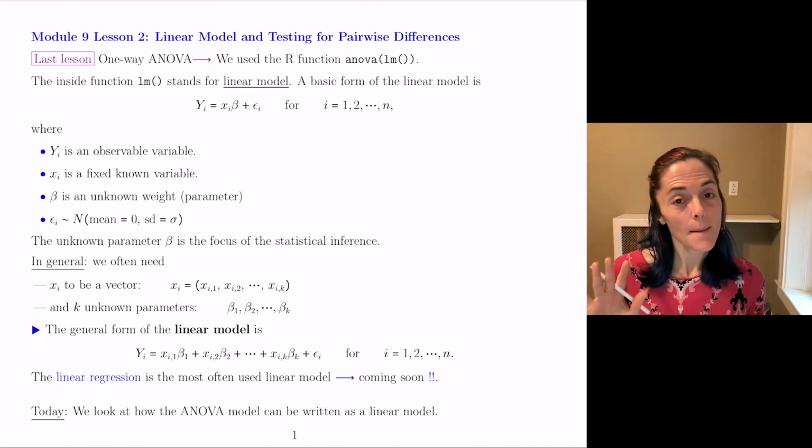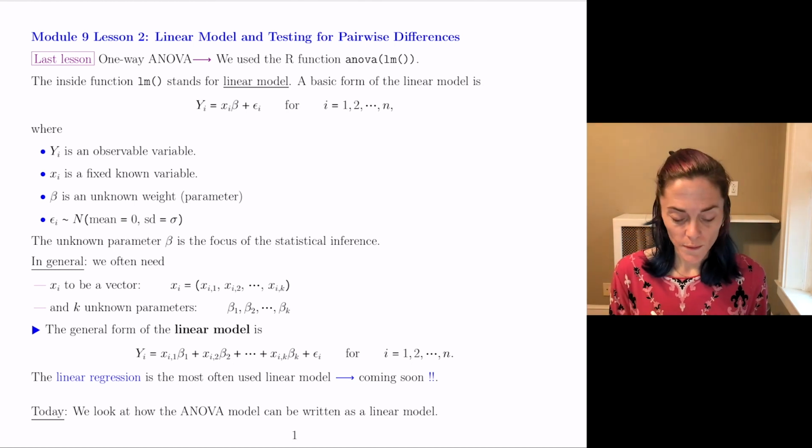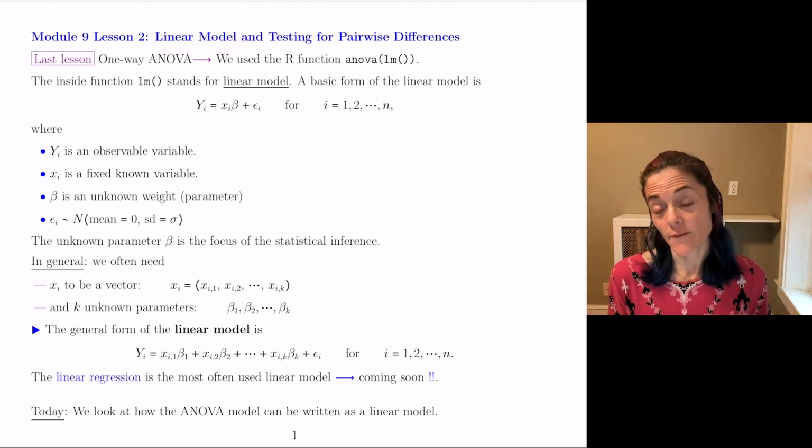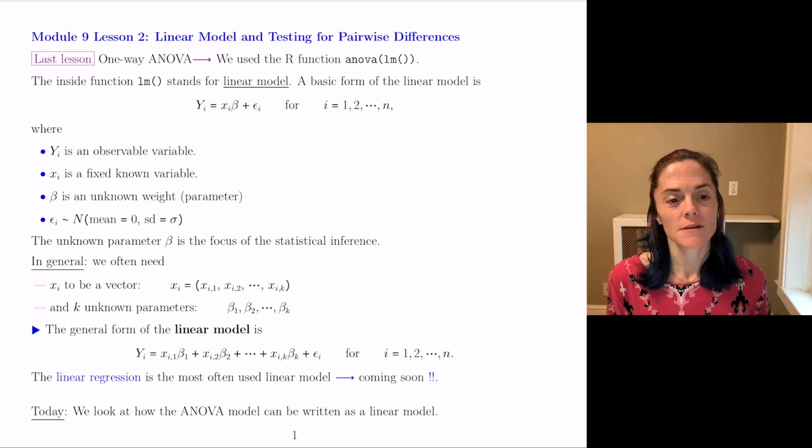Hi class, Module 9, Lesson 2. We will discuss the linear model and also briefly mention testing for pairwise differences.